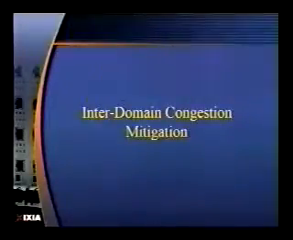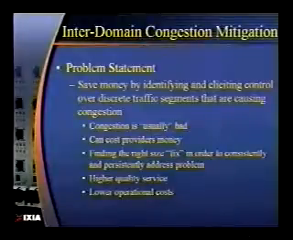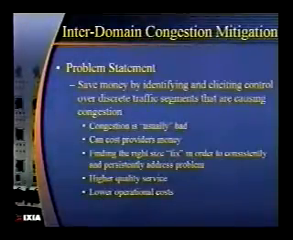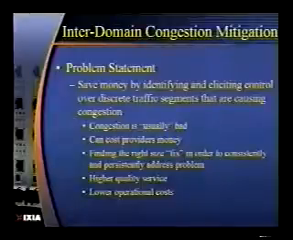Okay. So problem statement number 2, which is just really close to the first one actually, is inter-domain congestion mitigation. Problem statement here is save money by identifying and eliciting control over discrete traffic segments that are causing congestion. My link to provider X is full. I have another link to them, but I need to find some atomic amount of traffic within my congested link to move to my uncongested link.